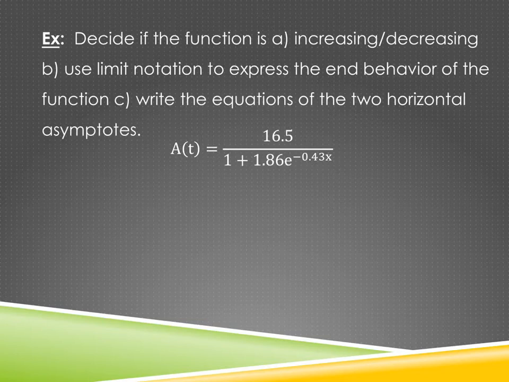All right. We have an equation on this one. We have 3 parts to it. It says first to decide if the function is increasing or decreasing. Part B says to use the limit notation to express the end behavior of the function. And C says to write the equations of the horizontal asymptotes.